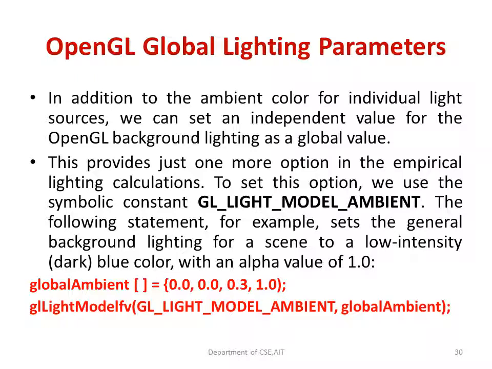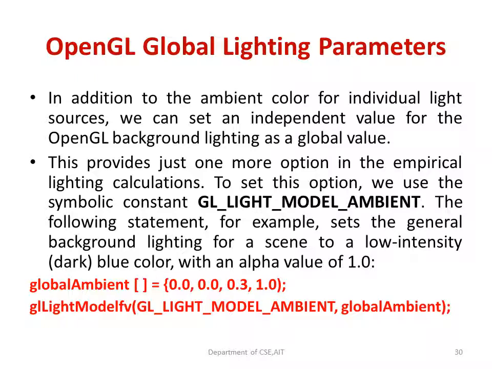We have a symbolic constant here, GL_LIGHT_MODEL_AMBIENT. And the second parameter: in the ambient, we know that it will be a combination of red, green and blue. So how much of what type of color you need? The uniform light will be there because you have the ambient. But what amount of ambience is required is given in your array, which is called global ambient.